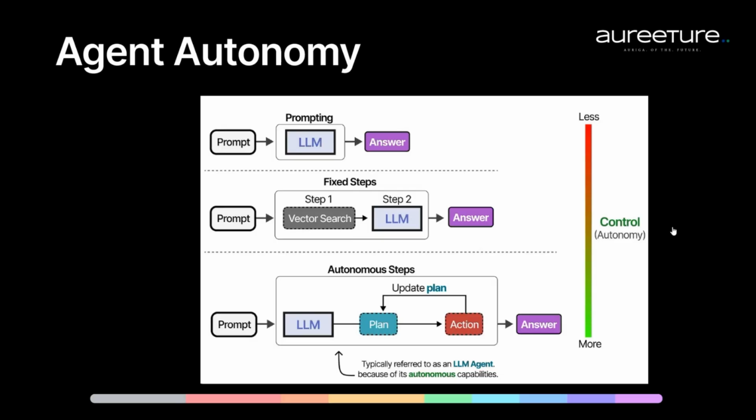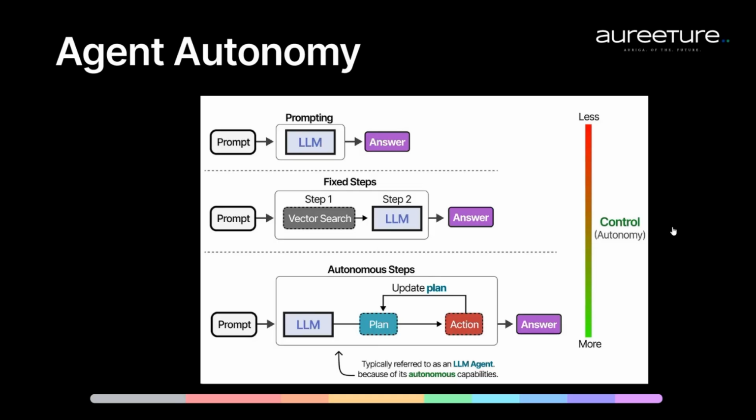So how much autonomy does the agent have, right? In the topmost row, you have the LLM, you give it a prompt, it gives you an answer. That's very less autonomous, almost no autonomy. Then you have fixed steps, that okay, please do a vector search for this prompt, get some knowledge base documents, give them to the LLM, please answer on the basis of that. That's RAG. That's controlled autonomy.